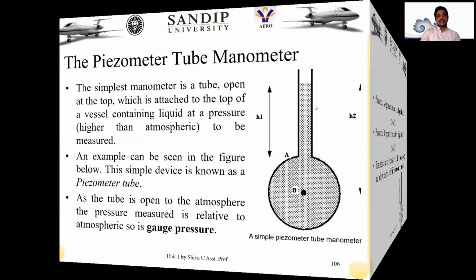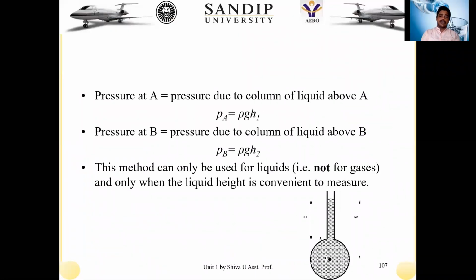P is equal to rho GH, as the pressure varies only with respect to the height. So we can say that the pressure at point A is equivalent to rho GH, where rho remains constant. Rho represents the density, G is the gravitational field, and H is the height involved in that.